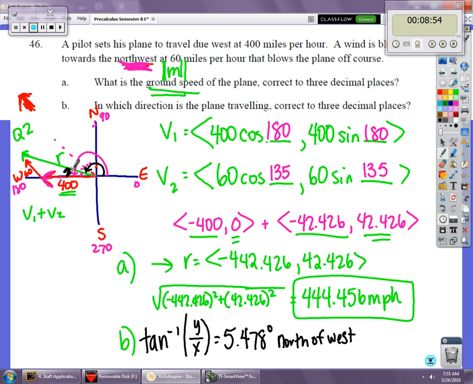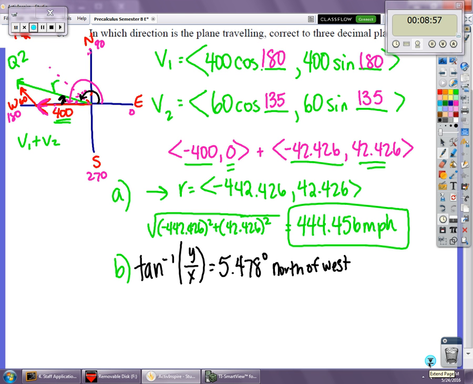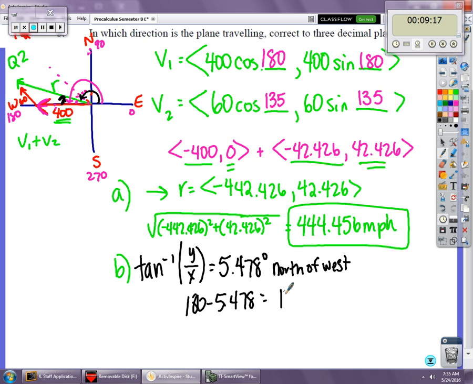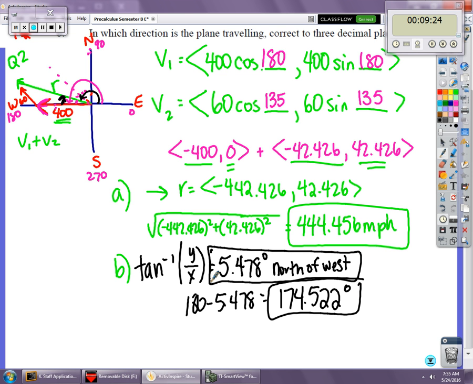Now we talked about putting it in just standard like from east, right? So you would assume 180 minus 5.478, and this would be your standard degree that we referred to. 174.522. And you could just say degrees, right? If you're going to stick with this one, you have to be very specific. 5 degrees north of west. If you just say 174, you're going to assume that you're starting east and working your way around.